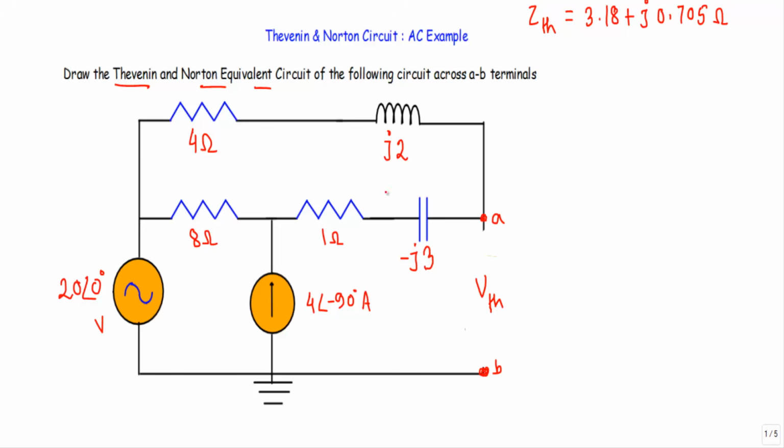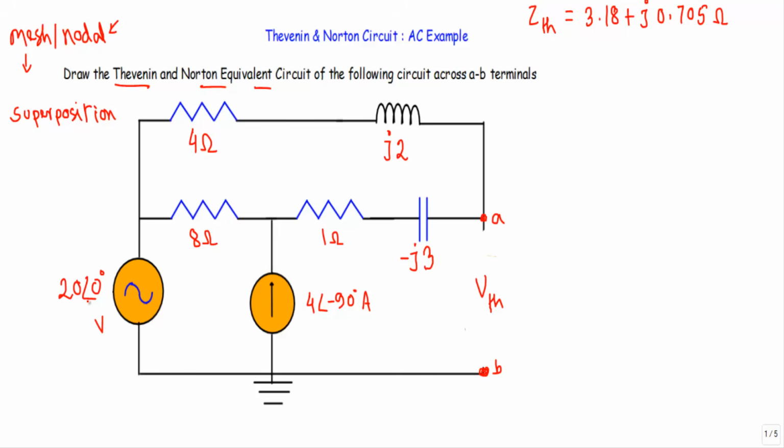Okay, now see, we have to calculate VTH with respect to A and B terminals. Whenever we have to calculate VTH, some may prefer mesh analysis or nodal analysis to calculate this VTH, but you have to understand that while we use mesh or nodal analysis, we have to solve some simultaneous linear equations, which is very difficult to solve in case of complex numbers. Therefore, I will use superposition principle to calculate VTH rather than mesh or nodal analysis, to avoid the complexity of solving simultaneous linear equations.